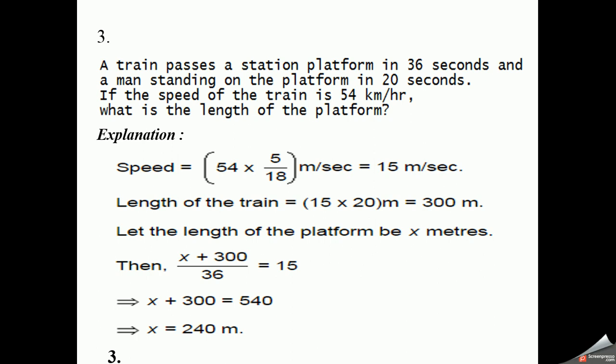To calculate the length of the platform, consider the length of the platform equals x meter and the length of the train equals 300 meter. It takes the overall time of 36 seconds to cross the man and the length of the platform. So (x + 300) divided by 36 seconds, the overall distance over time, equals the speed, which is 50. Make the cross multiplication, you get the value of 240 meter, and that's the length of the platform.